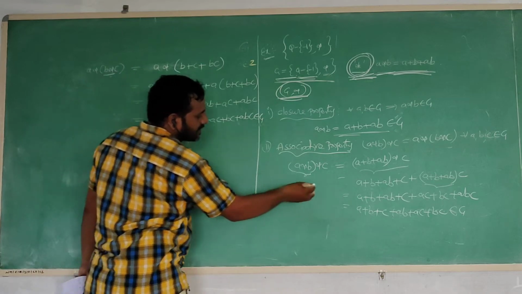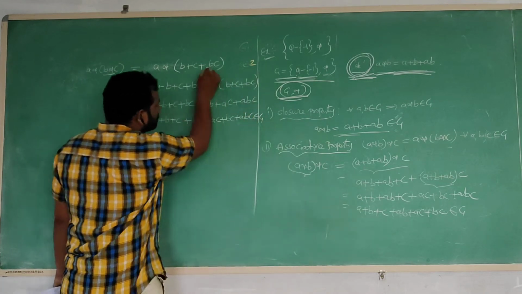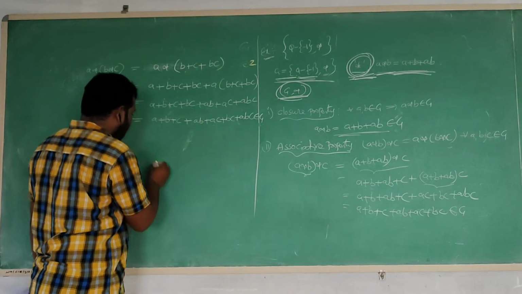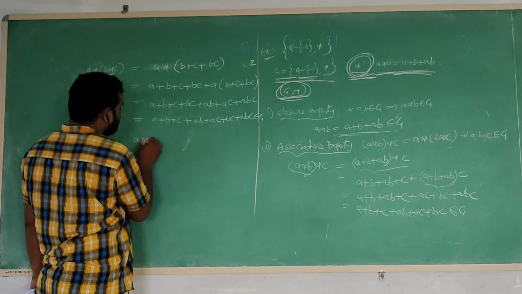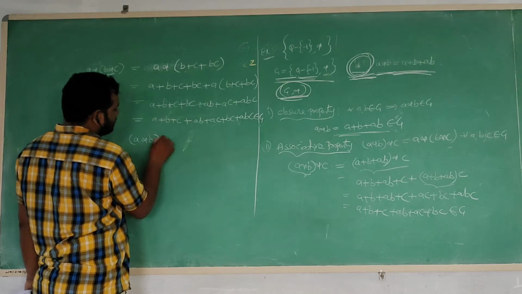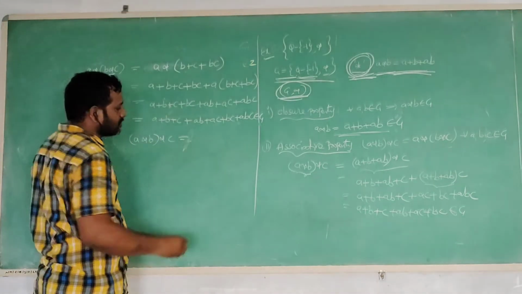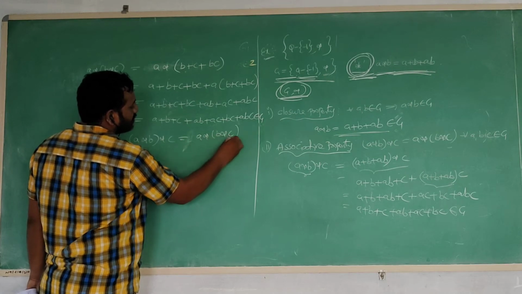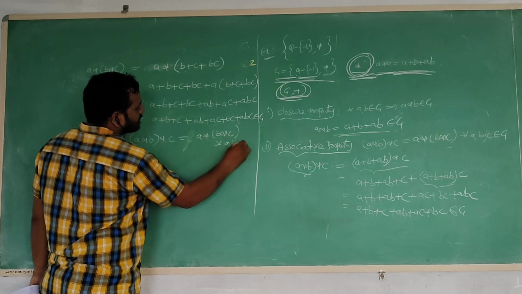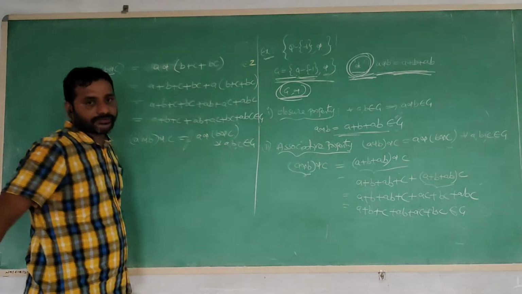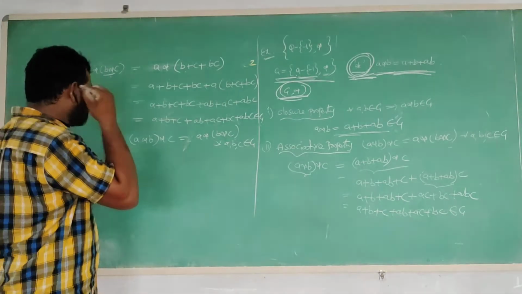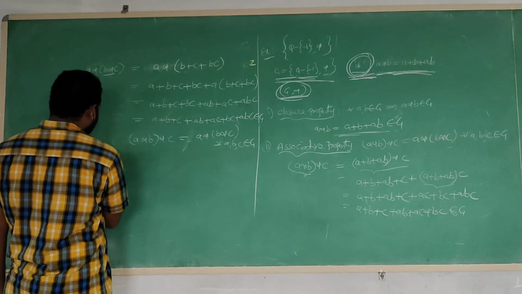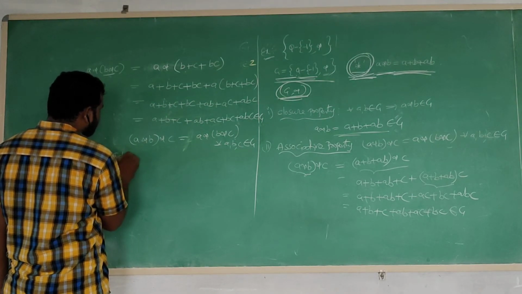From these two conditions we can say that, therefore, (a star b) star c equals a star (b star c) for all a, b, c belongs to G. Okay, right. Next property is the identity property. Next one, third one here, identity property.